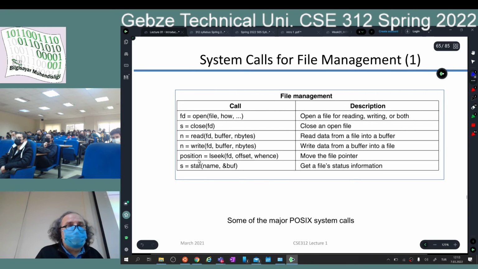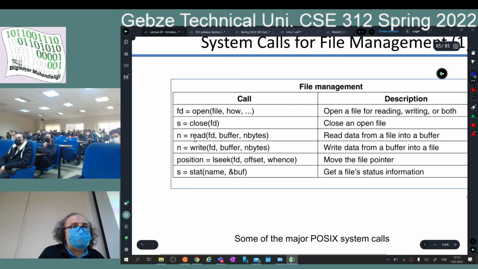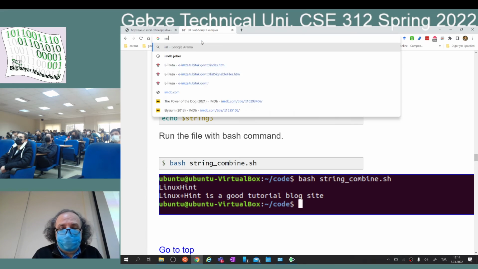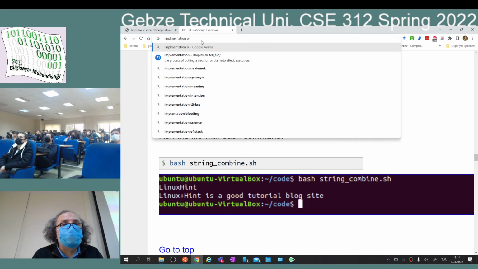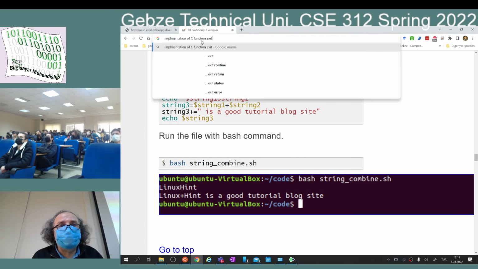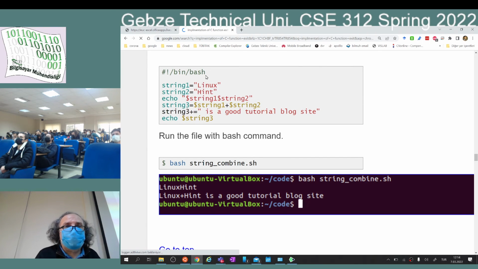By the way, these are not exactly system calls. That's why we say procedure calls. This is a standard C function. Let me try the simplest C function that you can write, maybe the implementation of the C function exit.